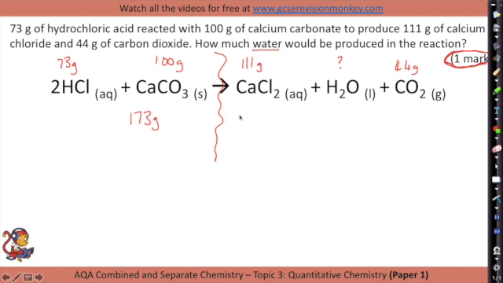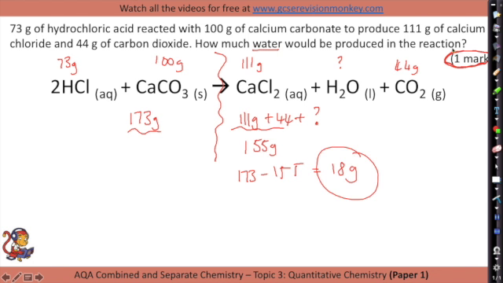So here we've got 111 grams plus 44 grams plus whatever the mass of water is. So on this side, so far we've got 155 grams, and that can't be the case because it should be 173. And that's where we can find our mass of water. So if we take 155 away from 173, we will get our mass of water, which is 18 grams, and there's our answer.